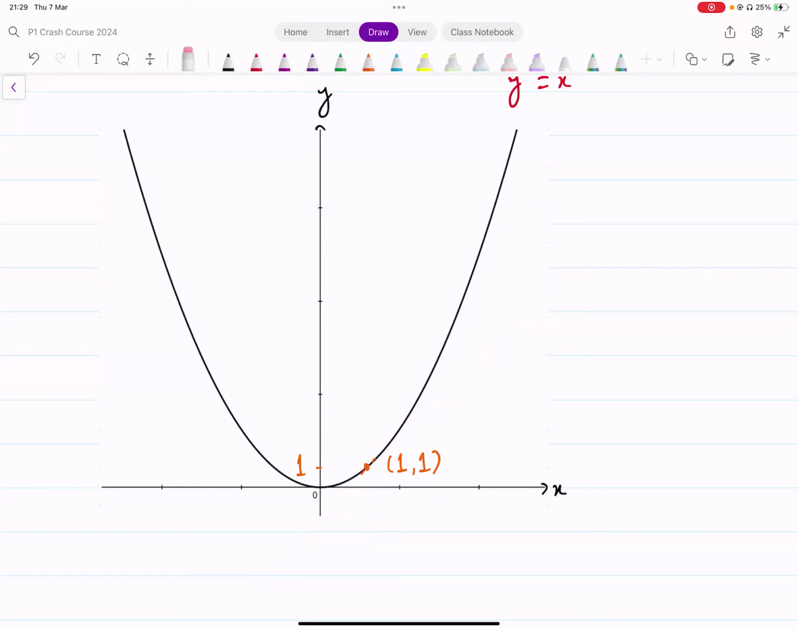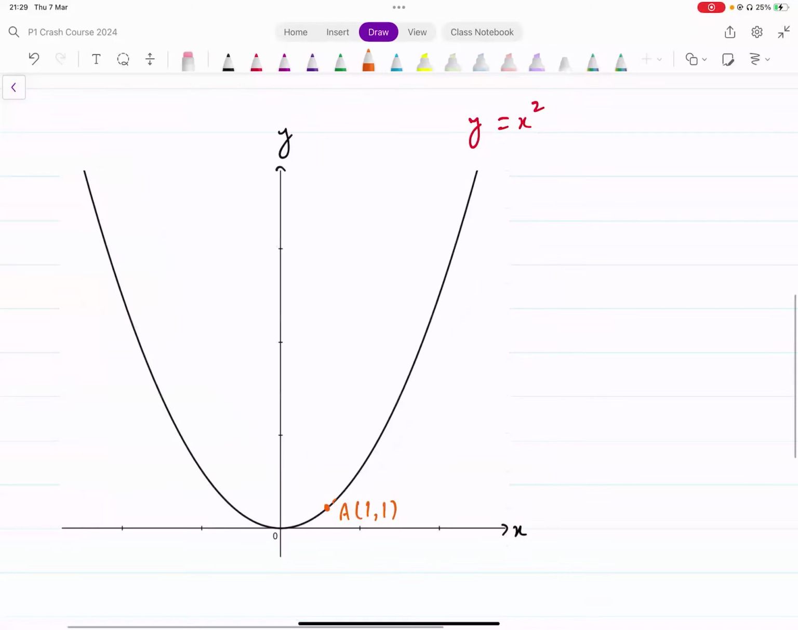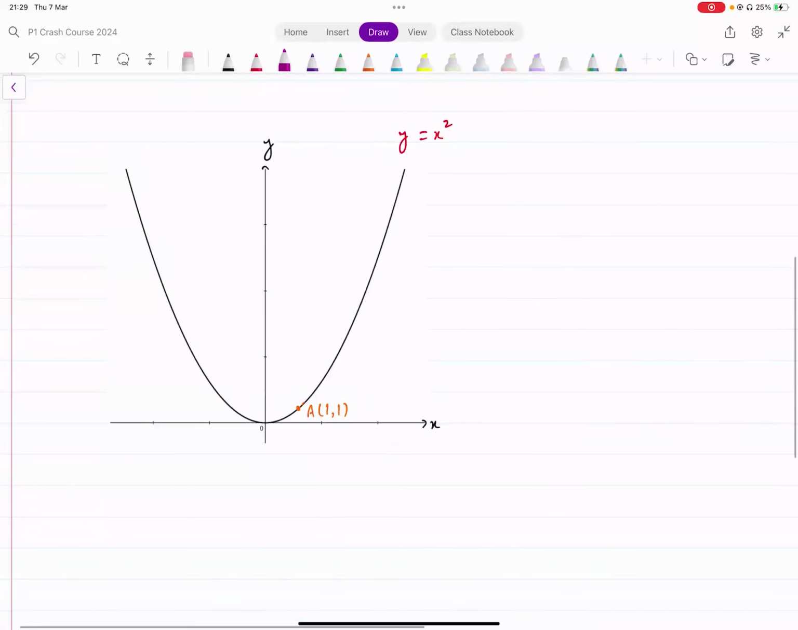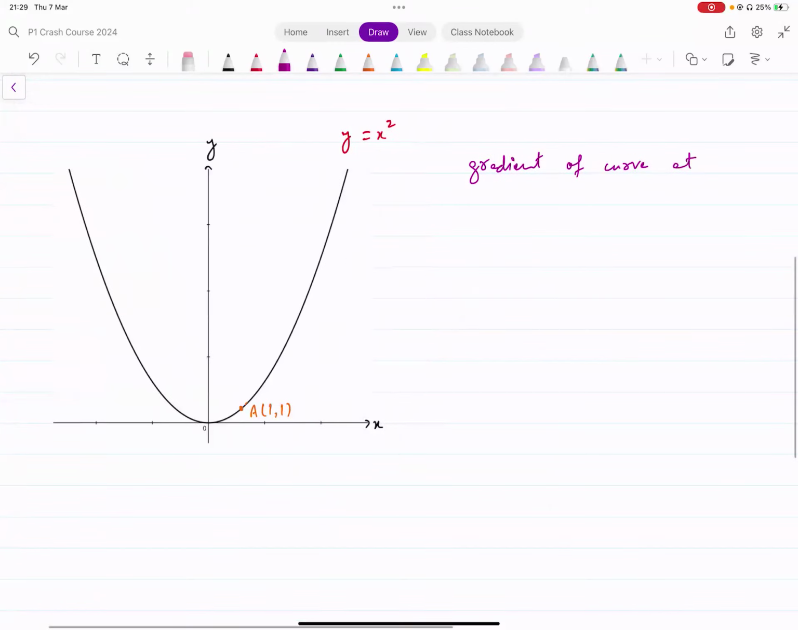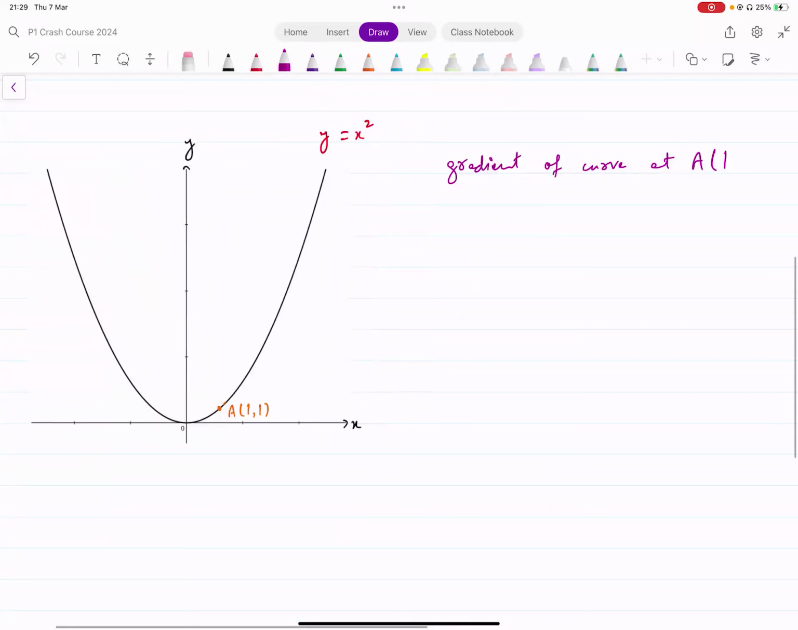Now, differentiation works like this. We think of it in this way. Let's call this point A. This point has coordinates (1, 1). Let me write that here. What we want to do is find the gradient of the curve at the point A, and the point A has coordinates (1, 1). This is what we want to find.